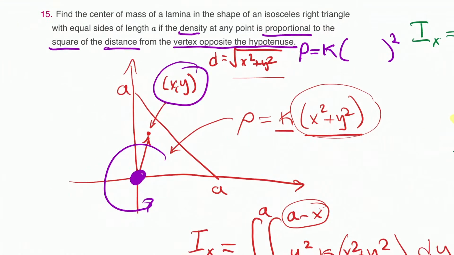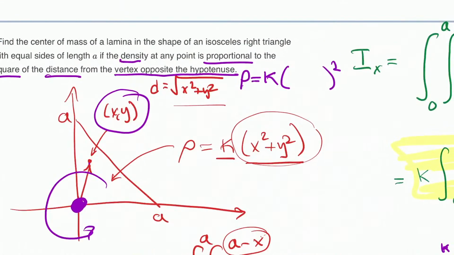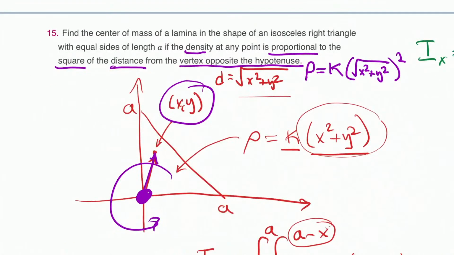So pick a point like (x, y). What's the distance that that point is from the origin? That's the square root of x squared plus y squared. And then once you cancel out the square and the square root, that's it. So it's this translation of English to math.